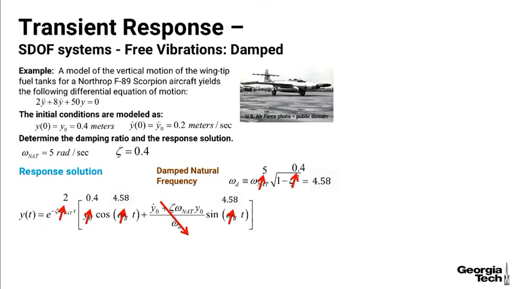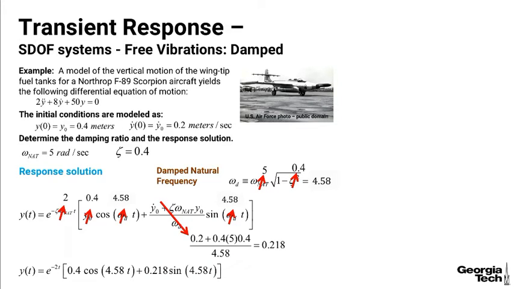And the quantity in front of the sine term, I've put in all the values that I'm given. It's 0.218 when I multiply those out. And so there is my response solution with actual numbers given for this situation. And so I could plot that out and see the actual motion of the wingtip fuel tanks.